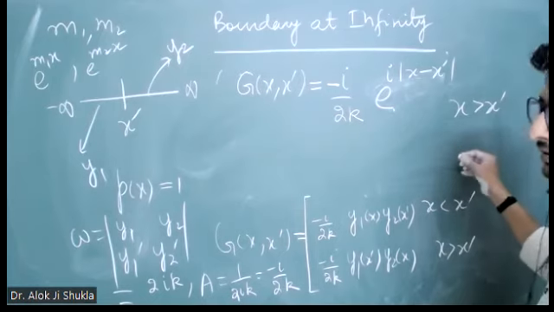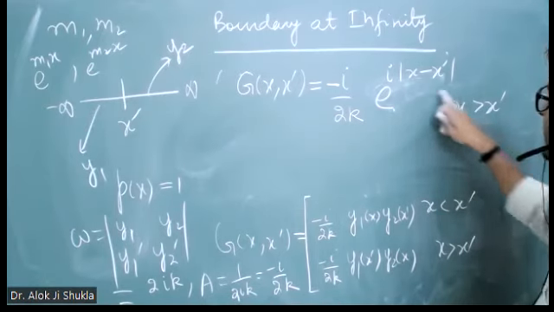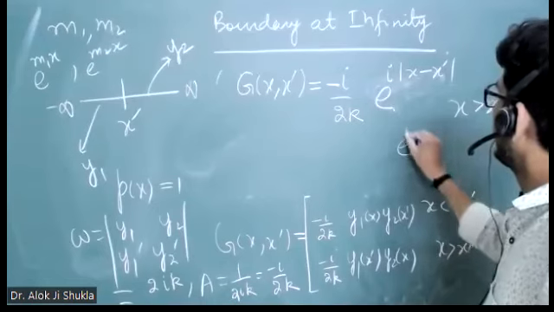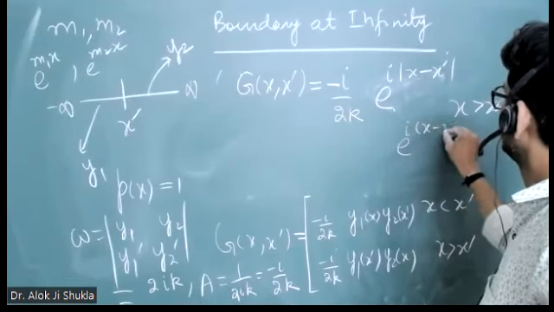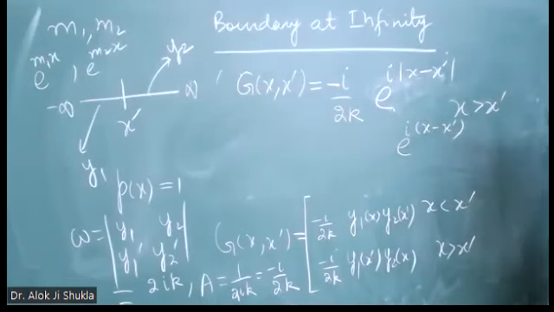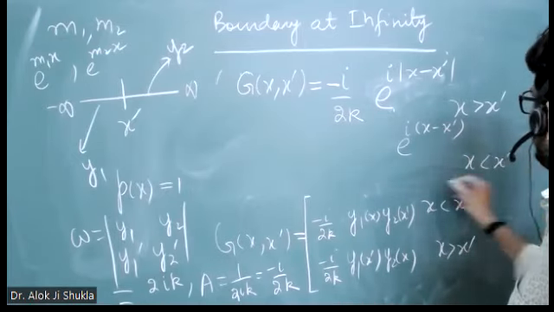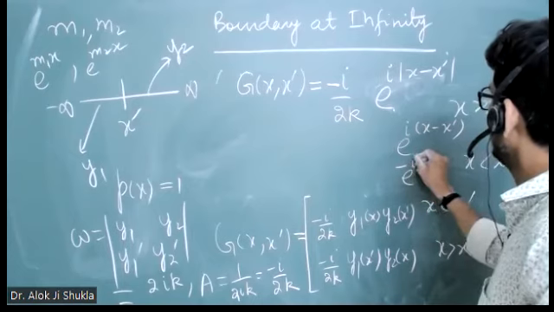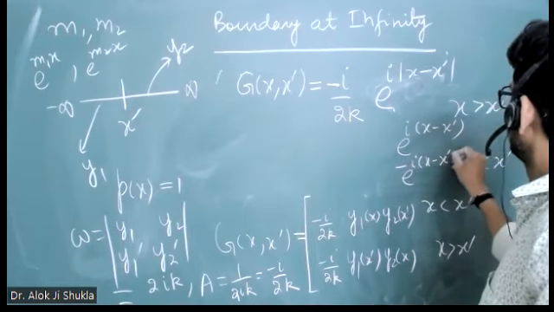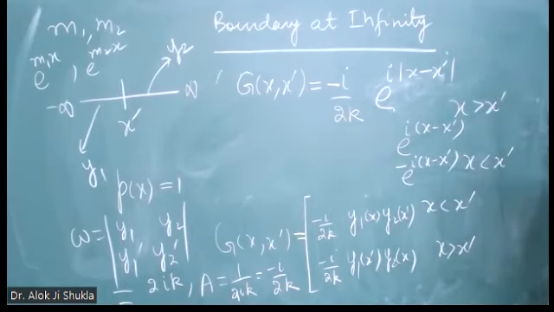Yes sir. What are you saying? For x greater than x dash, are we getting e to the power i times x minus x dash or not? Heading, sir. And for x less than x dash, what will we get? e to the power minus i times x minus x dash. So that is okay, right? Yes sir.